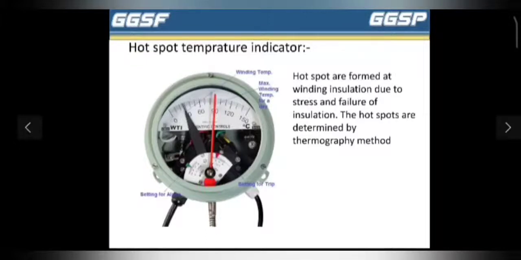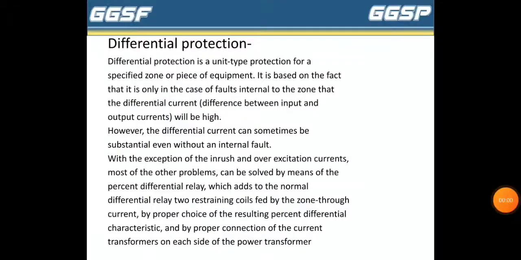Hotspot temperature indicators. Hotspots are formed at winding insulation due to stress and failure of insulation. The hotspots are determined by thermography method. Differential protection. Differential protection is a type of unit protection for a specified zone or piece of equipment.